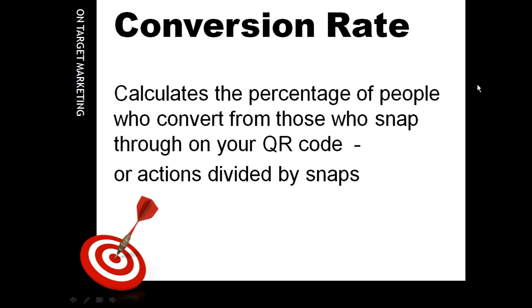The next thing we want to talk about is the conversion rate. And what is that conversion rate? Well, it calculates the percentage of people who convert, those who snap through your QR code. And the actual mathematical formula is actions divided by snaps. So it's how many people actually are going through and snapping that and then taking action on your QR code. And again, these are all fancy terms that when you go into Google Analytics, they break that down very nicely. You can see when somebody clicks on your QR code where they're actually coming from and what they've actually done.